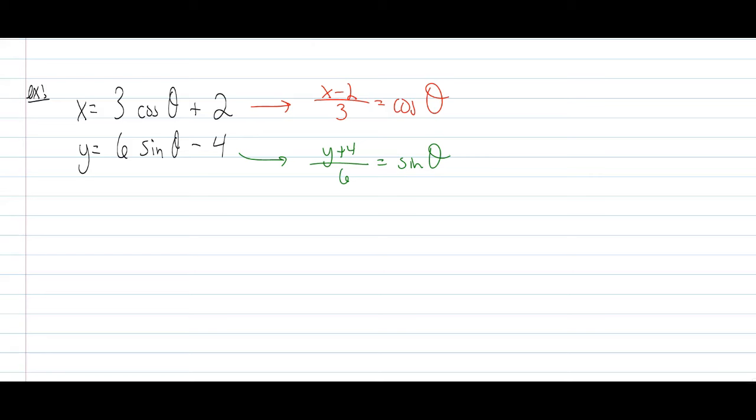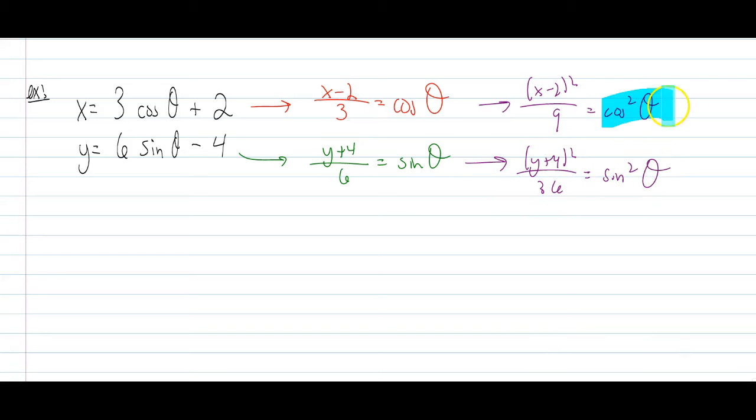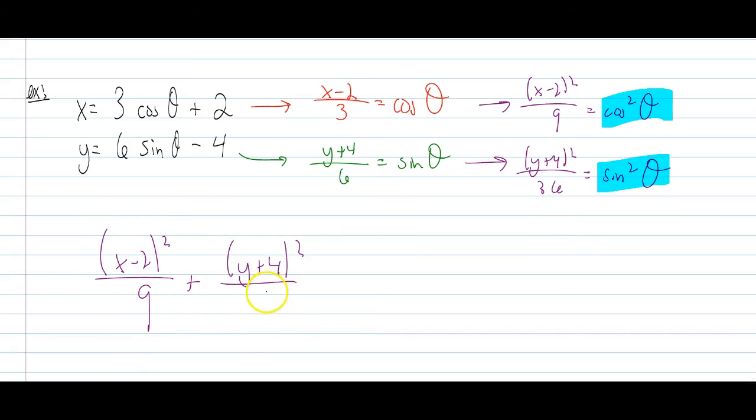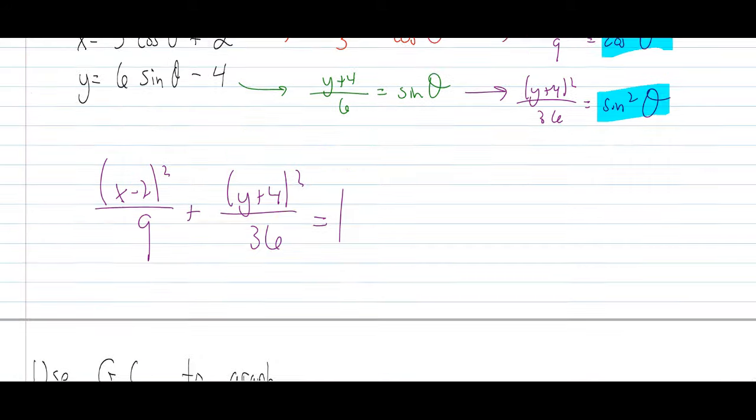So if we square the red equation, we would get the quantity x minus 2 squared over 9 equals cosine squared. And then for the green one, we'd have the quantity y plus 4 squared over 36 is equal to sine squared of theta. Since cosine squared plus sine squared equals 1, we're going to say that x minus 2 squared over 9 plus y plus 4 squared over 36 is equal to 1. So again, we have another ellipse. This time it's centered at 2 comma negative 4, and from that we can get our vertices and co-vertices.